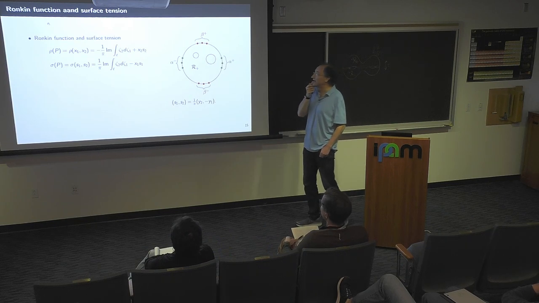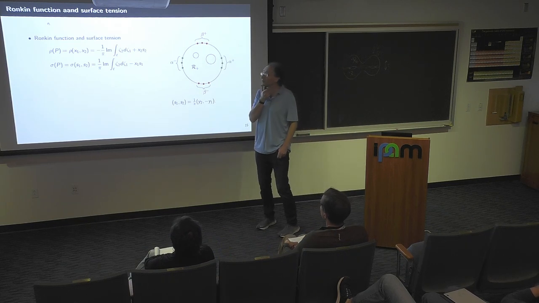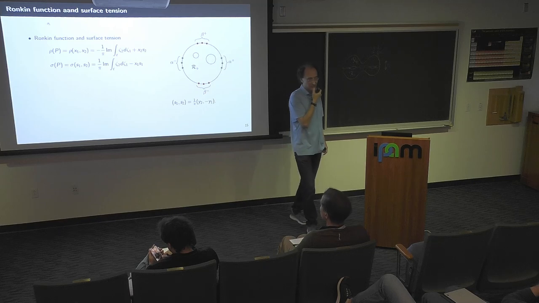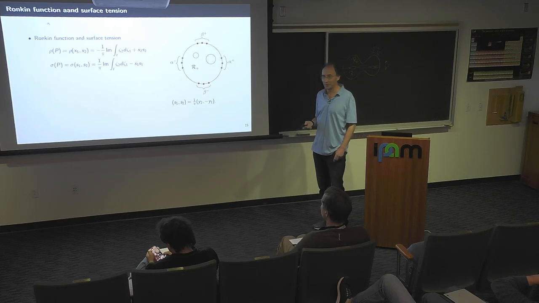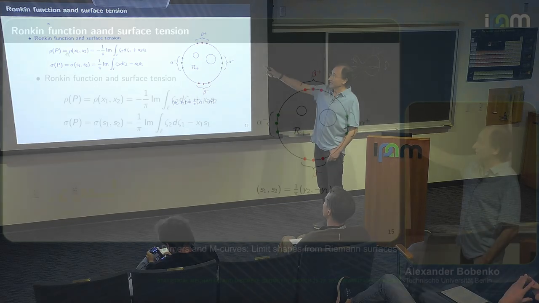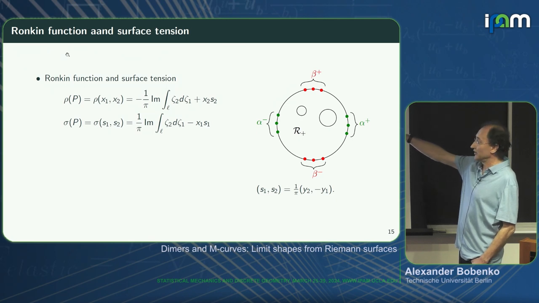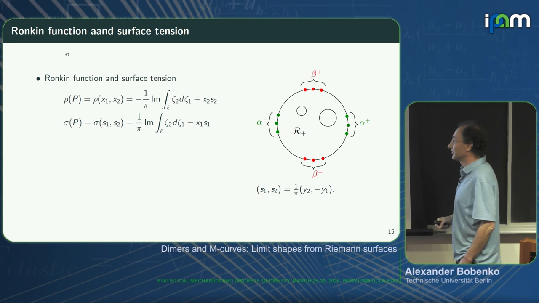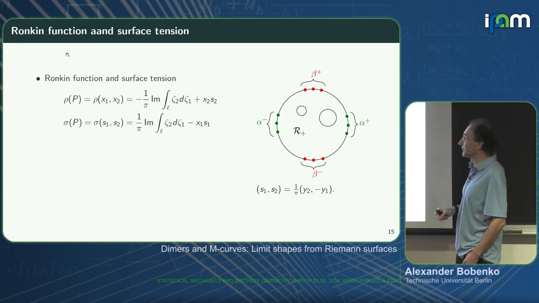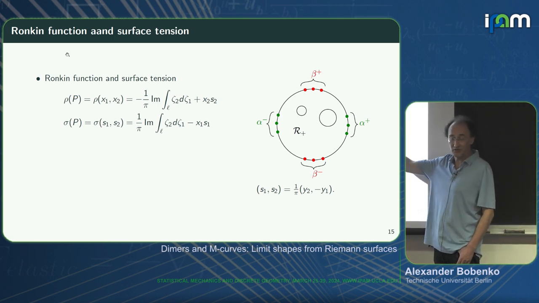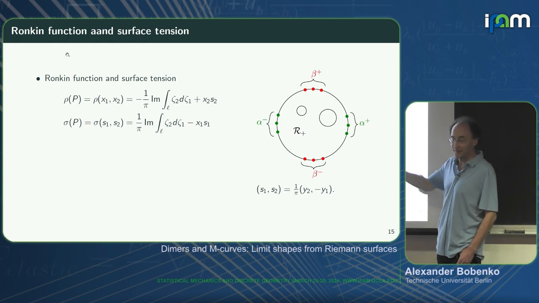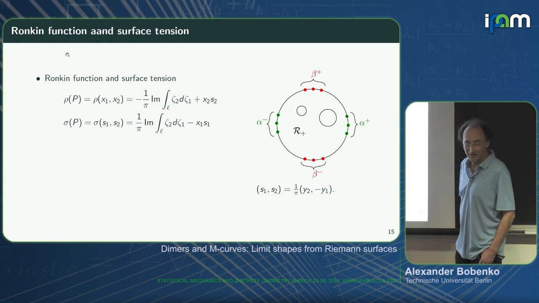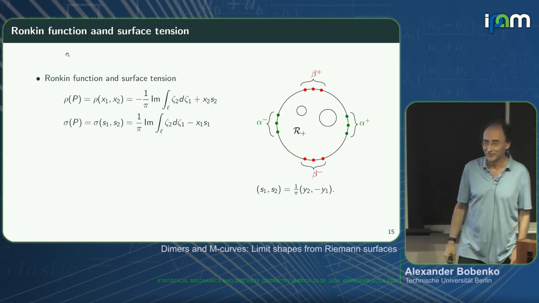That's right. So now, something new: some new formulas for the Ronkin function and for the surface tension function in this more general setup. They're written here, and I will explain how to get formulas for the Ronkin function and for the surface tension. The Ronkin function is the free energy for these dimer models, and surface tension is the functional you minimize. So very important things.